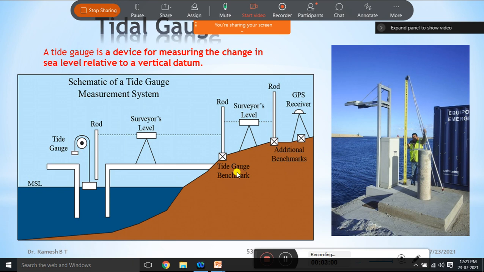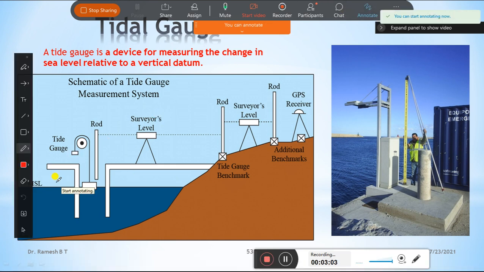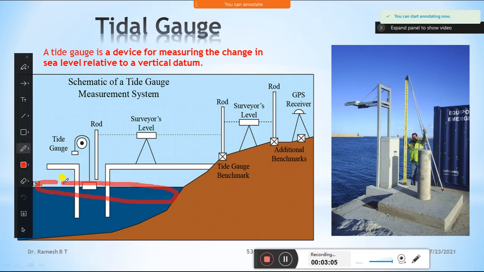You just observe in the figure: this is the sea surface water, and this is the gauge. In the second figure you can also observe a vertical gauge. It is a widely used method for recording the continuous rise and fall of the sea water, and tends to be located at a port for historical and navigational reasons. We are using this device for historical as well as navigational reasons.